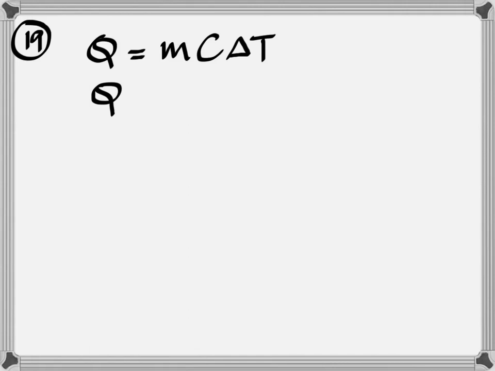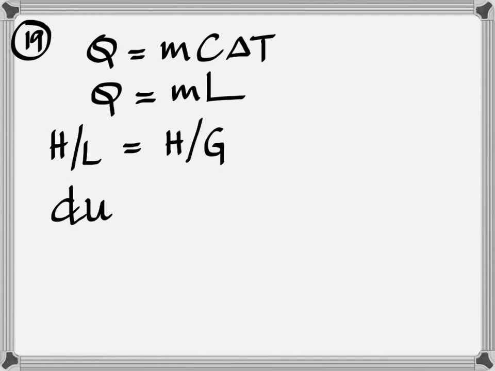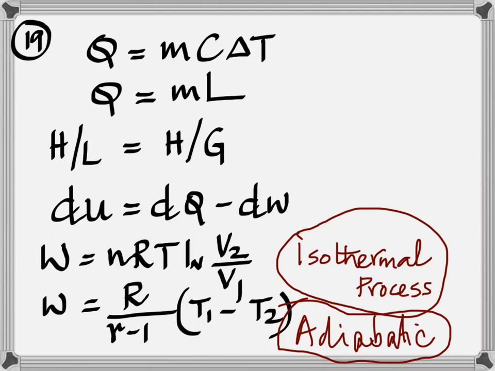Heat absorbed or released by a substance is mass times specific heat times change in temperature. But if it's a phase change, Q is mass times latent heat. When you mix a hot object with a cold object, heat lost by the hot is equal to heat gained by the cold. And then, first law of thermodynamics: change in internal energy is equal to dQ minus dW. Work done during an isothermal process.